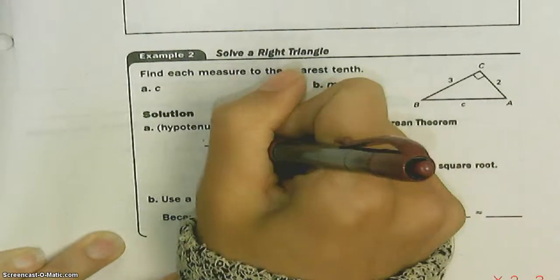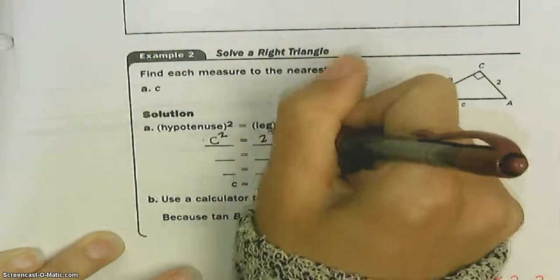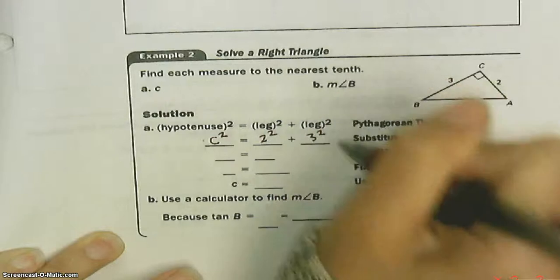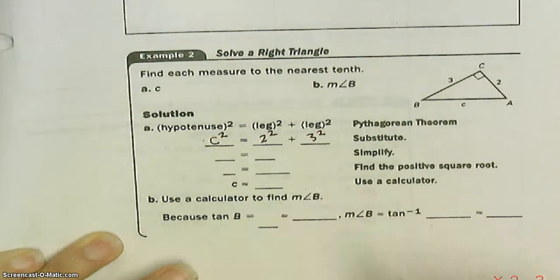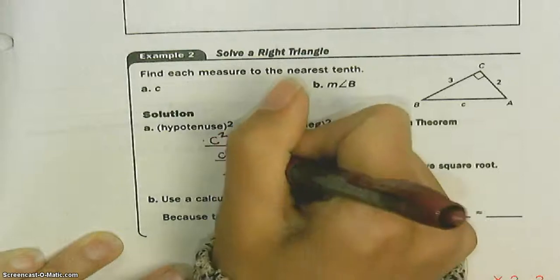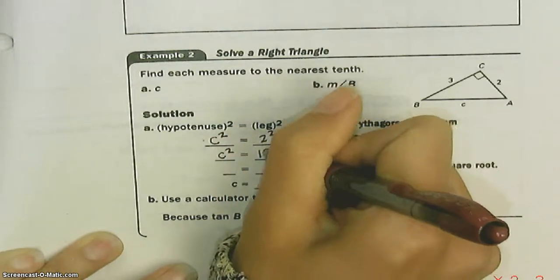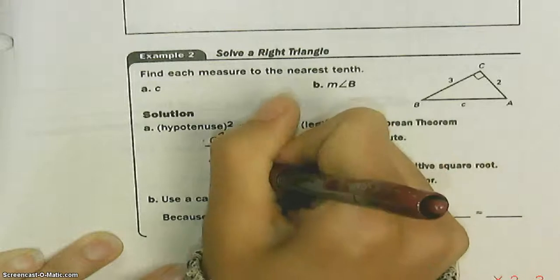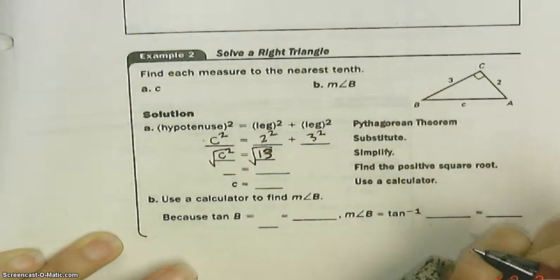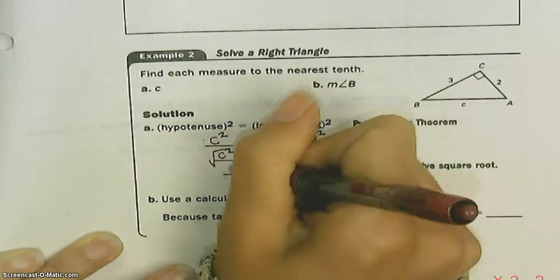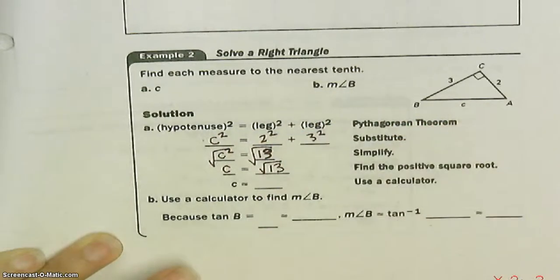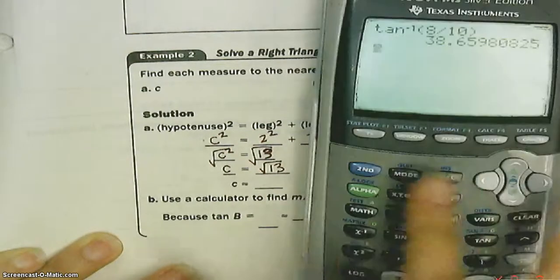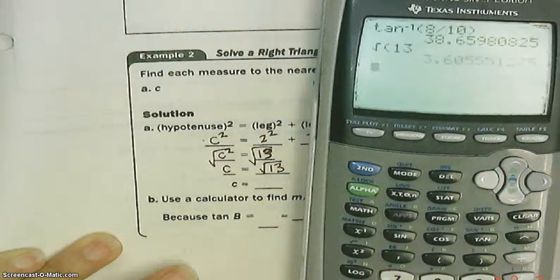So a squared plus b squared equals c squared. So that's 4 plus 9 is 13. C squared equals 13. Take the square root of both sides, and we could just leave it as c equals the square root of 13. I would like to leave it in square root form, but if you want to put it as a decimal, 3.6.